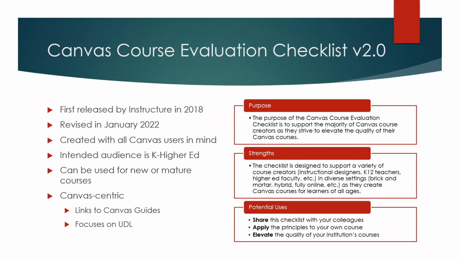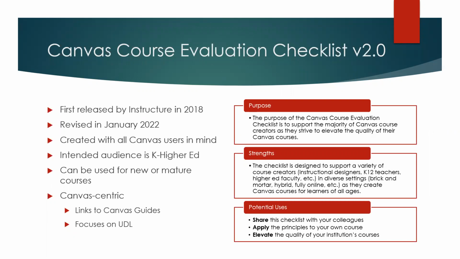So whether you are new to creating a course or you've been teaching online for many years, the checklist could be used by anyone. It's Canvas centric, and when I say that, I mean that there's links to the Canvas guides on the checklist, and I will be providing you a copy of that checklist so that you can utilize those links. It also focuses on universal design for learning, and if there's a certain criteria that fits into the UDL, there will be a link in the checklist for that as well.